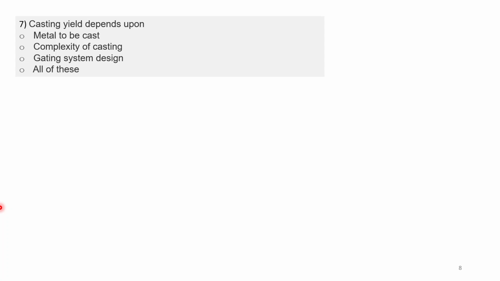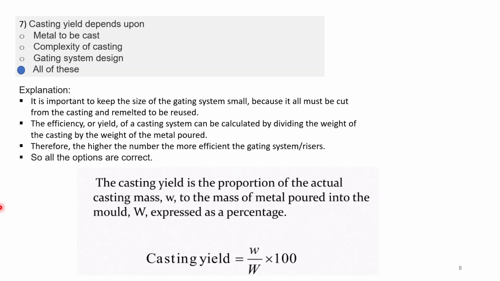Next question: casting yield depends upon. Your options are metal to be cast, complexity of casting, gating system design, and all of these. So your answer will be all of these. Casting yield is the ratio between the mass of the casting to the mass of the entire metal poured into the mold. It is the proportion of the actual casting mass W to the mass of the metal poured into the mold, and it is expressed as a percentage as well.